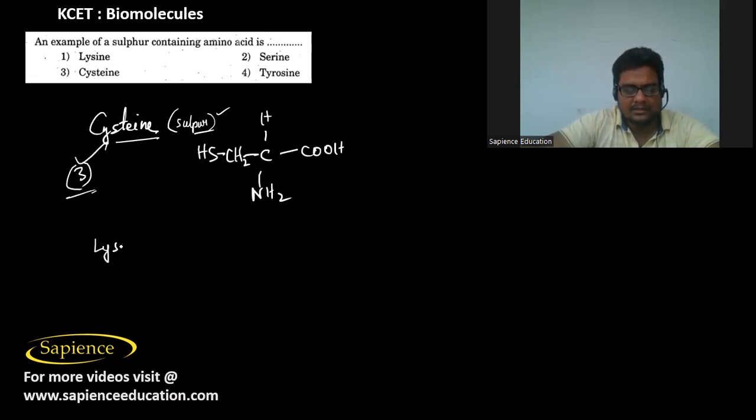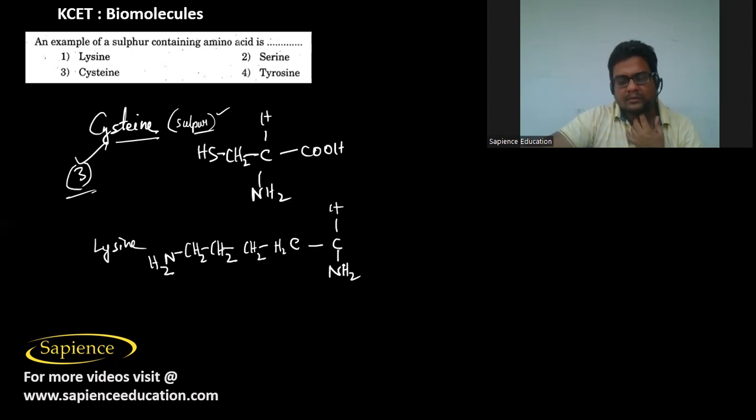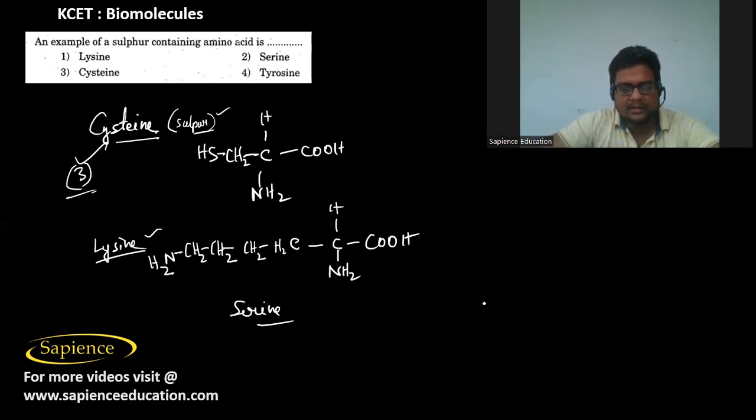And for lysine, the structure is like this, which is CH2, CH2, then CH2, another CH2, and then here NH2. Here we have H, here we have NH2. Here we have COOH. So this is called lysine. And the structure of serine, serine is CH2OH and CH, COOH, and NH2. So it is also an amino acid.